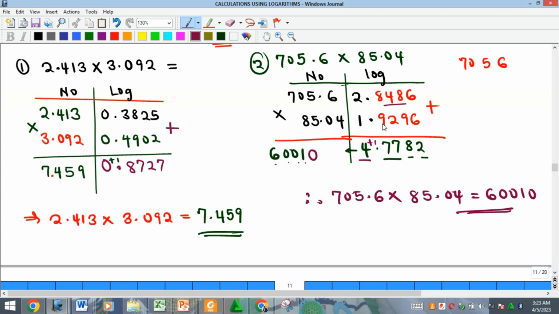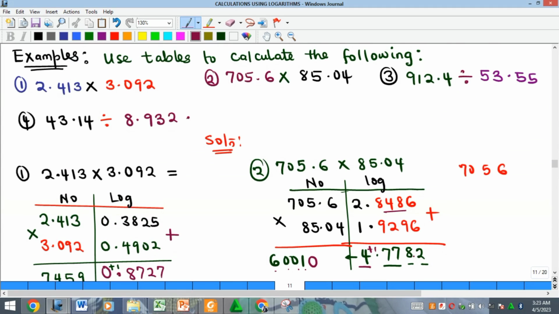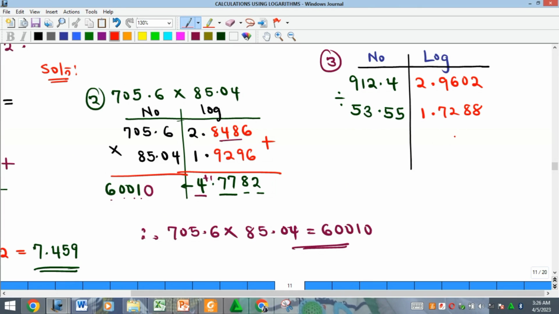All right, so that is for the second example, and let's look at the third example and see what it gives to us. All right, so for example 3, we have 912.4 divided by 53.55. So what are we going to do? We will try to get the logarithm of the two. And so we'll try to now sum what we have. Okay, so to do that sum, sorry, because this is division, we are not going to sum, rather we'll subtract. You remember that.